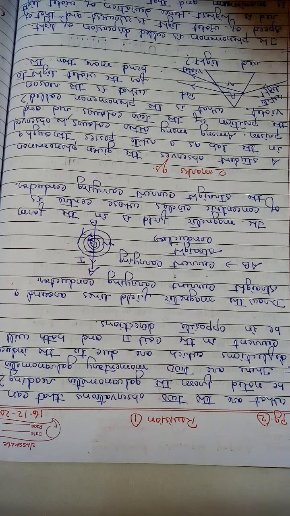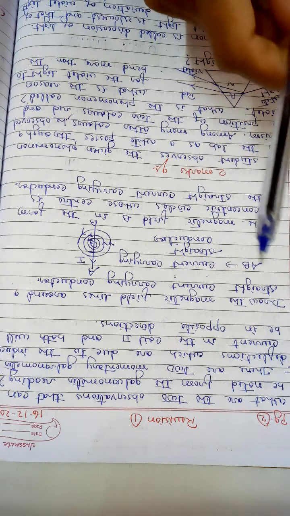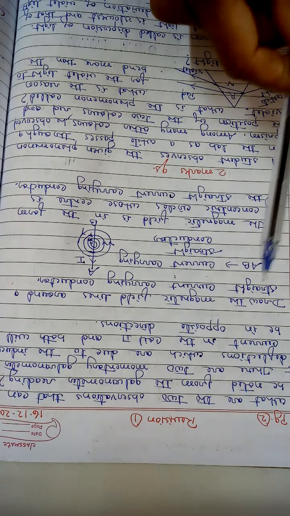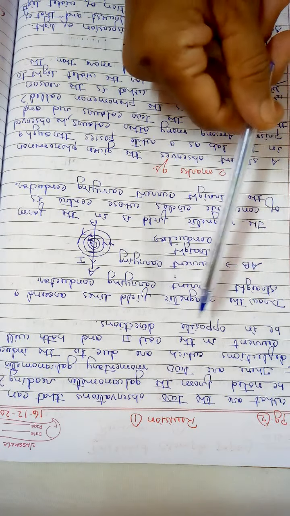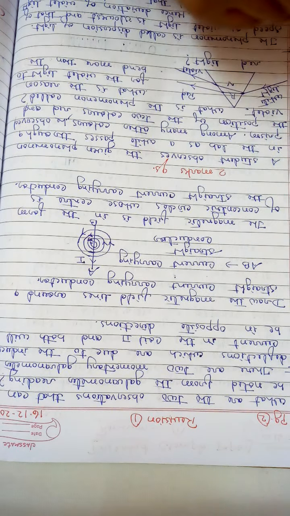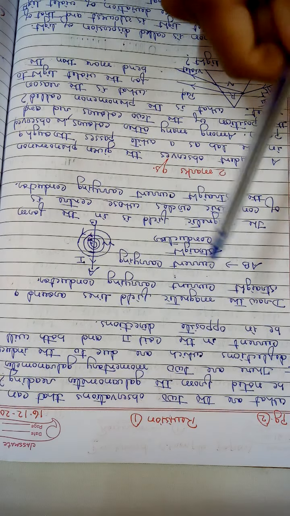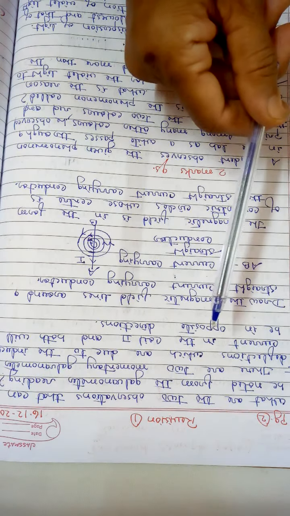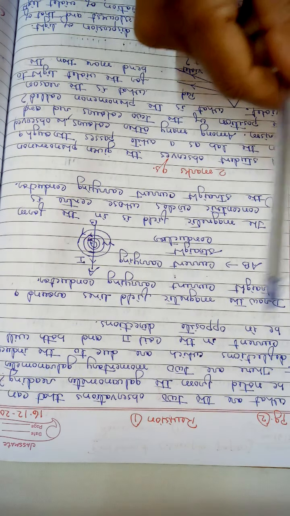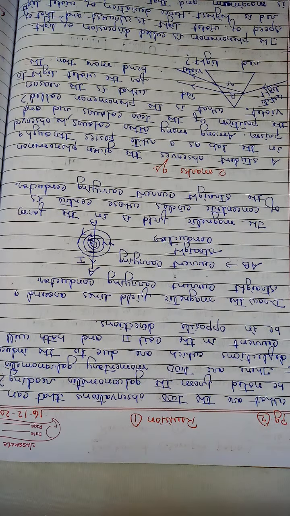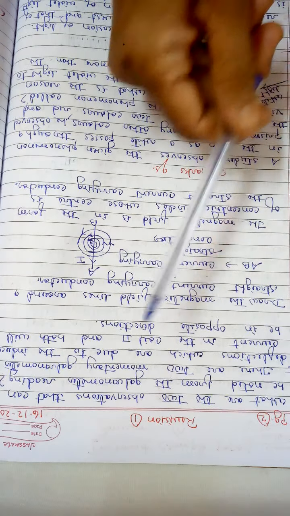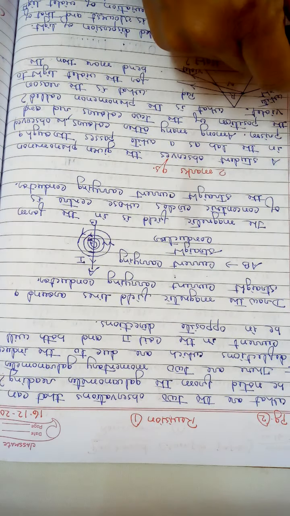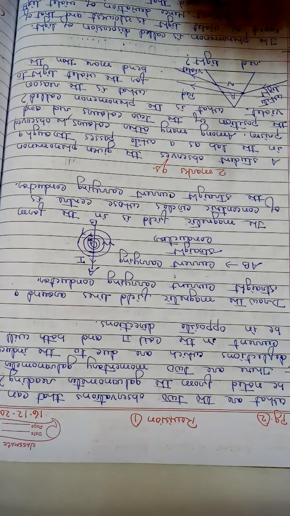And when we remove the key from coil 1, again there is a change in the current. That means now the current is reducing. So because of this change in the current in coil 1, again there is a change in the magnetic field of coil 1, and because of this change in magnetic field around coil 1, there will be a momentary induced current in coil 2. So again the galvanometer will deflect in the opposite direction.